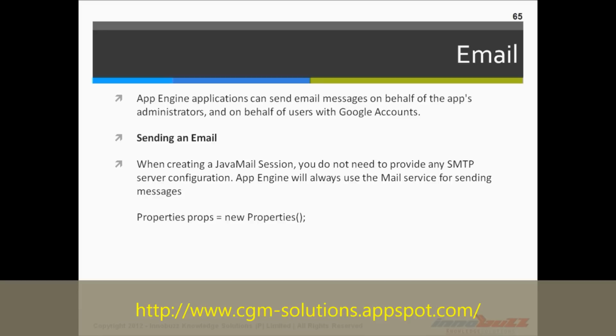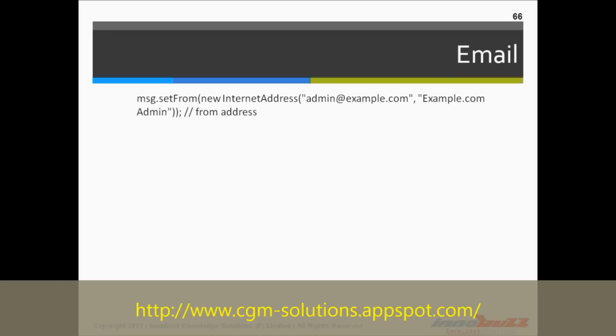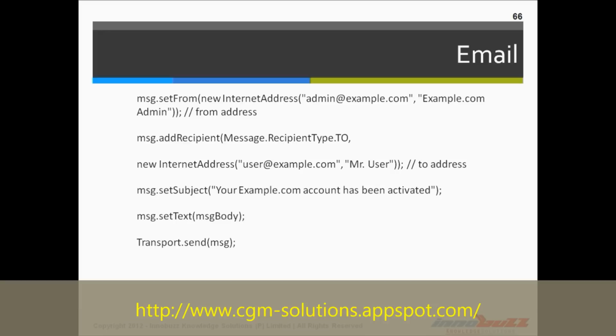For this, we'll just create a properties file and session, and some string for the message body, and this is the message format. From this session, we will add the from address, add the recipient, the subject, and the message body which we created earlier, and by using Transport.send we will send this mail to a particular to address.